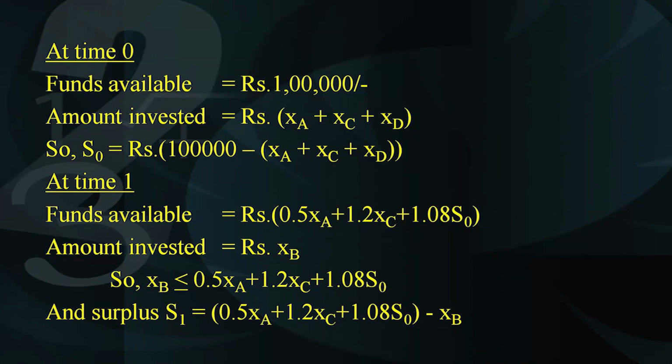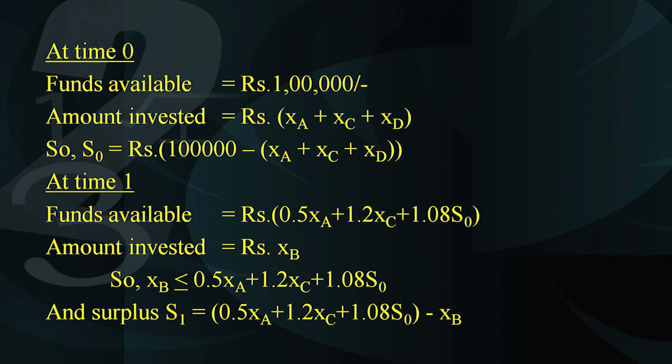At the first level, what is the situation? At the second level, what is the situation? So, at the first level, that is at the 0 level, the funds available is rupees 1 lakh, this is given in the problem. So, the funds available is 1 lakh and the amount that is invested is given by xA plus xC plus xD. Therefore, what is S0? S0 is the difference of the two, that is 1 lakh minus (xA plus xC plus xD). So, this is the S0.